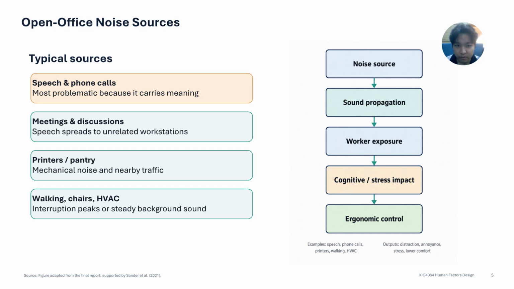This diagram shows the pathway from the noise source to the final design response. Noise begins with sources such as speech, phone calls, meetings, printers, pantry activities, and so on, and also the HVAC system. The sound then propagates through an open space and reaches workers who may not be involved in the activity. The exposure can result in distraction, annoyance, stress, and also reduced comfort. Ergonomic control should interrupt this pathway by reducing the noise at the source, blocking its transmission, and also separating the noise-producing activities from the focused work.